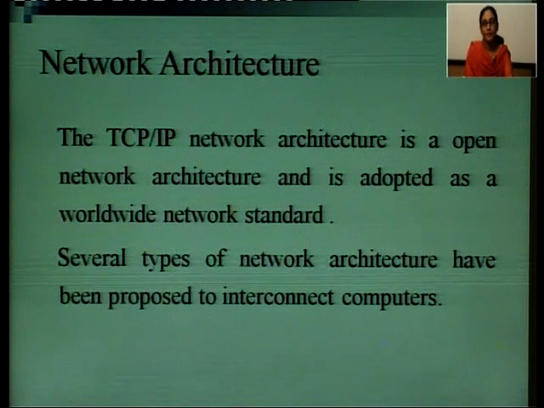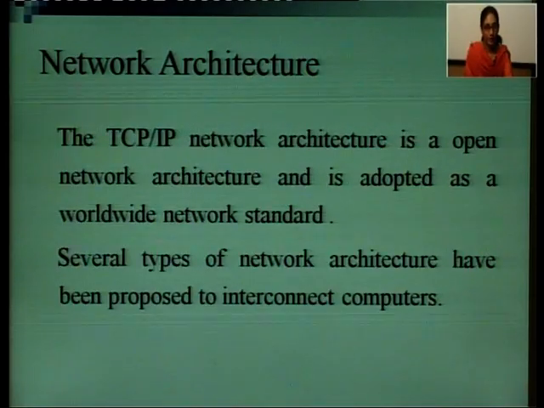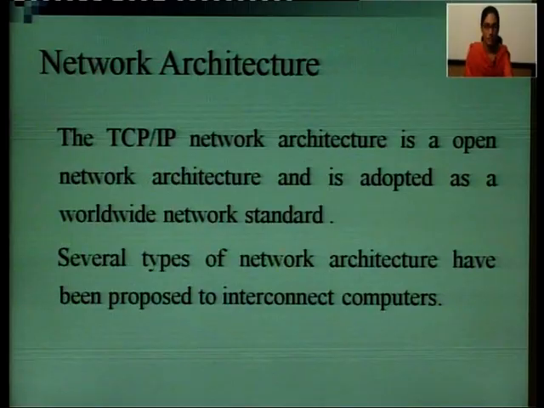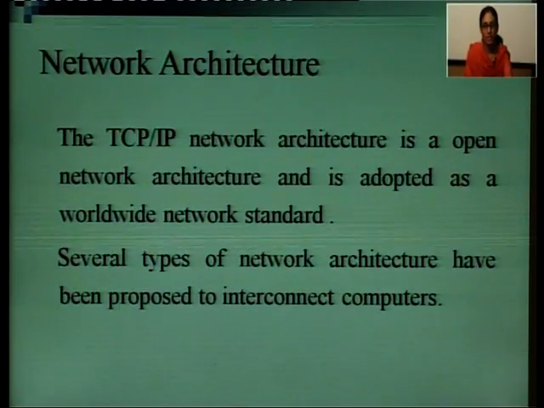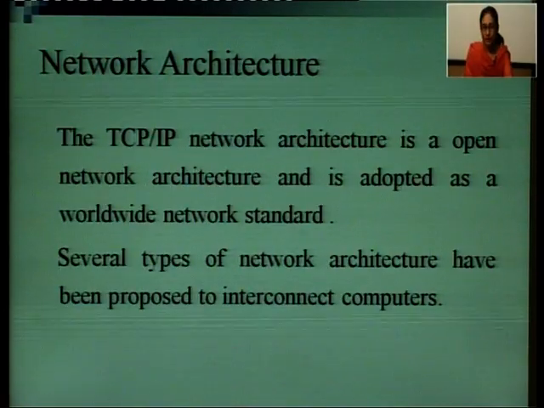There are different network models which are used. TCP/IP network architecture is the open network architecture and it is adopted as the worldwide network standard. So TCP/IP is a layered architecture. We can say the OSI model is the framework, and after the OSI model, the TCP/IP model is used as the network architecture. In TCP/IP, different layers are available, and we can use those layers.